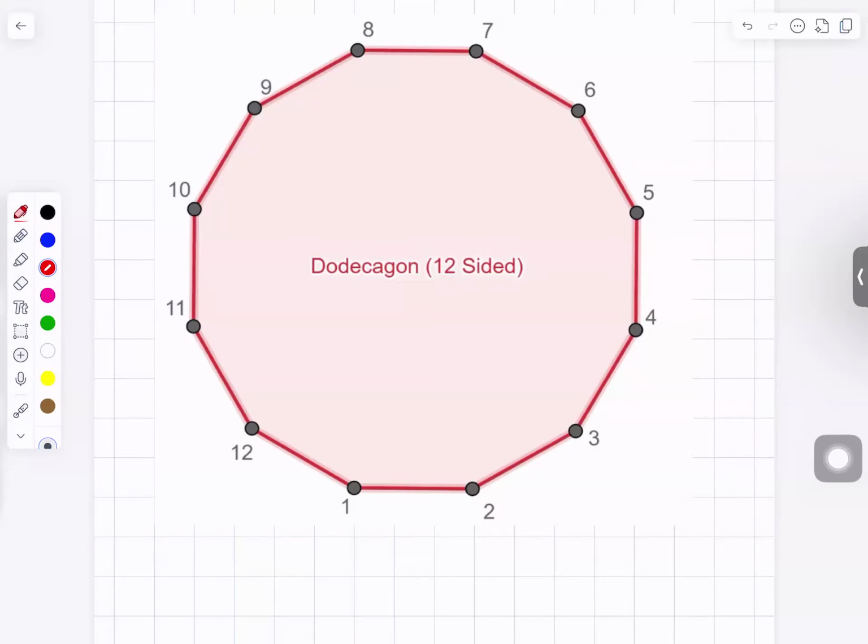So the 12-sided is called dodecagon. Dodecagon.